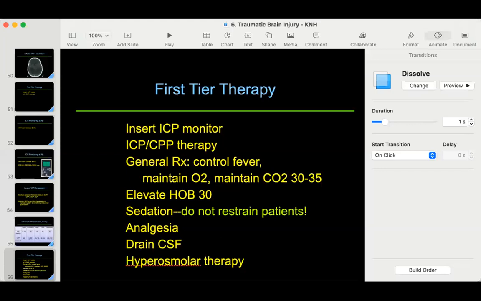Secondly, remember that the anticonvulsant we give in patients with head injury only prevents early post-traumatic seizures, but it has no effect on late post-traumatic seizures. If a patient gets late post-traumatic seizures, which is after 7 days, you treat it as epilepsy. They have a high chance of developing post-traumatic epilepsy, and you treat it by the protocol for epilepsy, which I didn't include here.